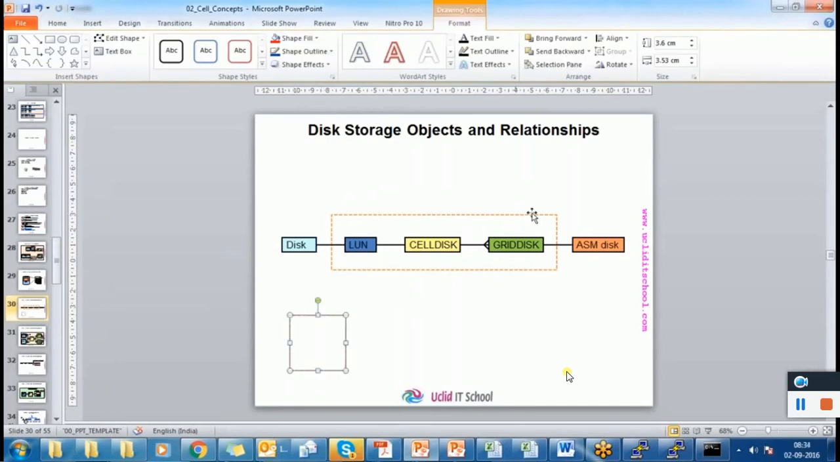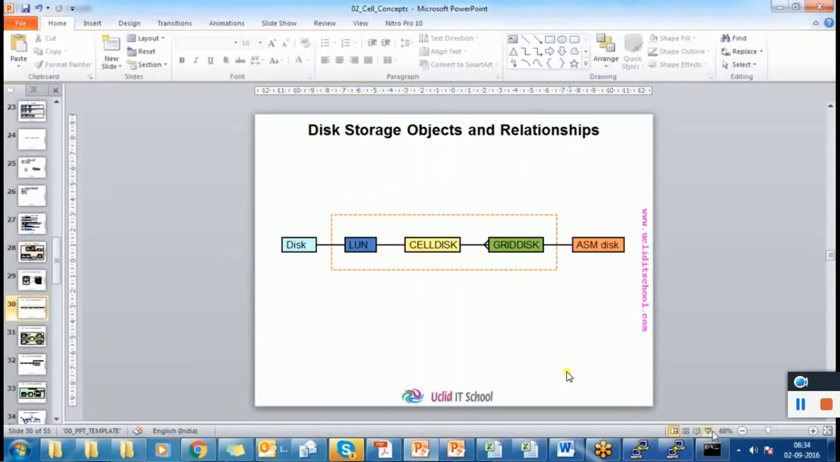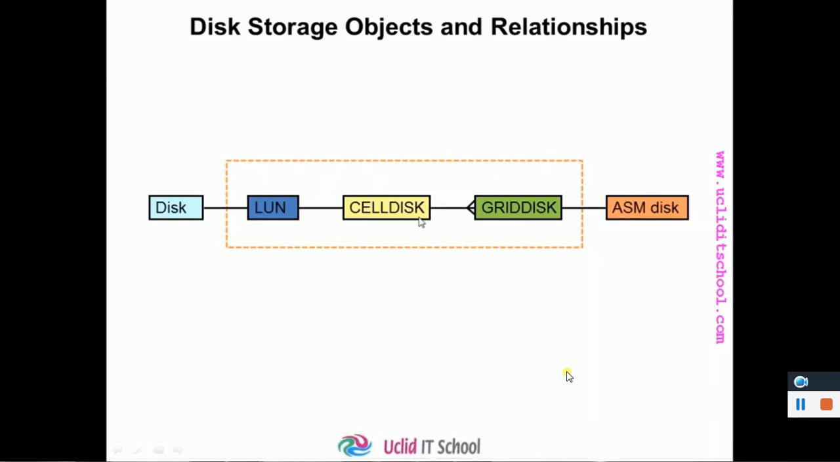So these dotted things are within the storage server. If you see, these objects are within the storage server layer. Disk is at OS level, at hardware level. Then again, ASM disk is within ASM. Okay. So these three are your storage server objects, a logical abstraction of the physical disk.